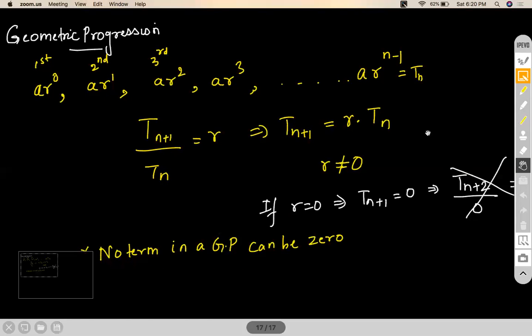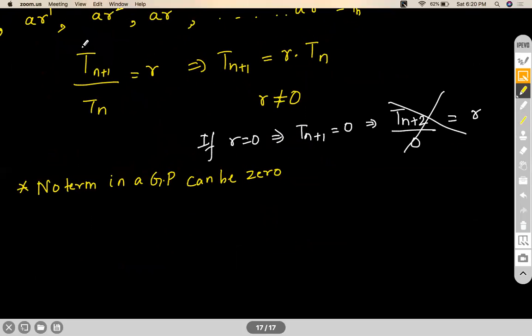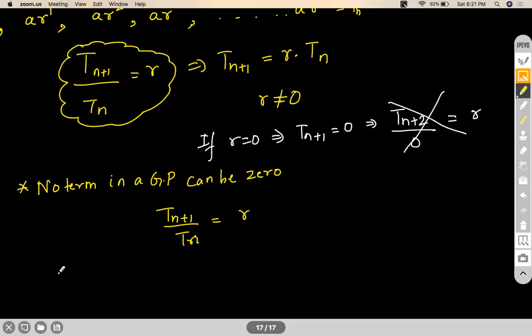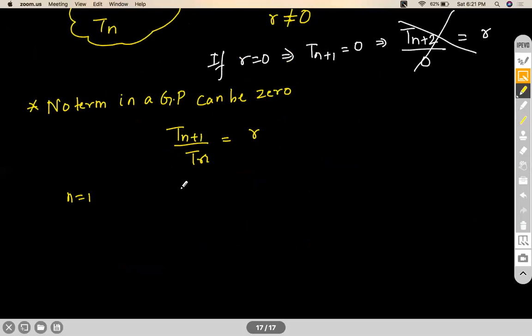Another way to look at it is, using this particular nature of a geometric progression, in this pattern you can start putting n as, let's say, 1. If you put n as 1, you get T2 by T1, that is equal to R. N as 2, T3 by T2, that is also equal to R. And so on till n minus 1, you will get Tn by Tn minus 1 is also equal to R.